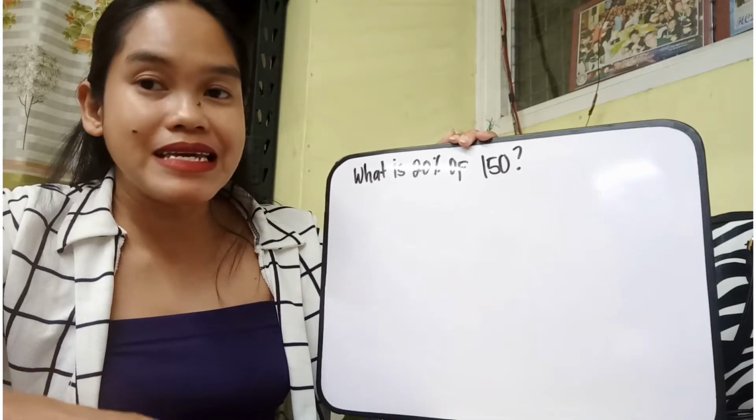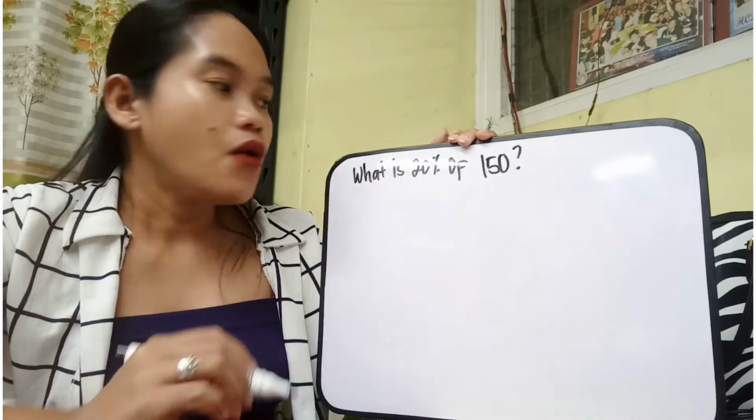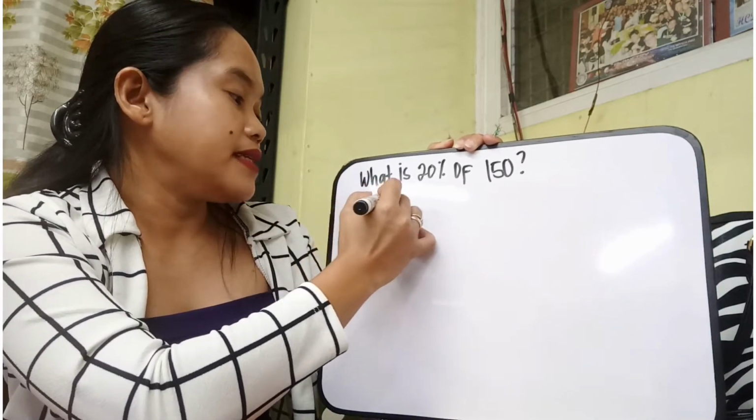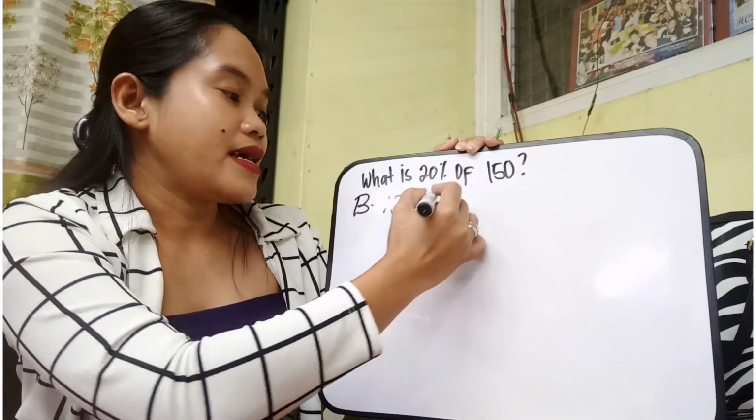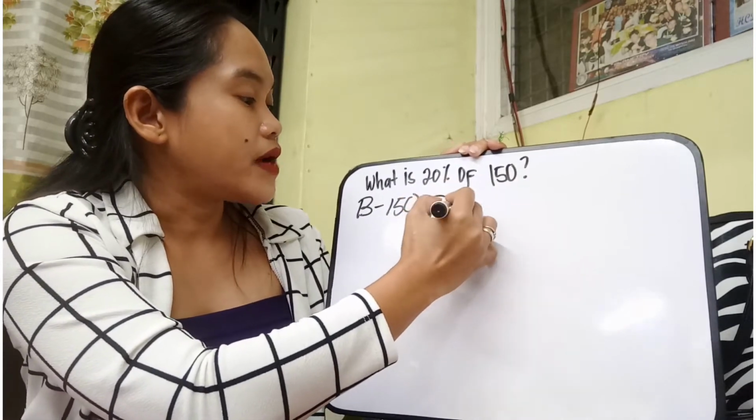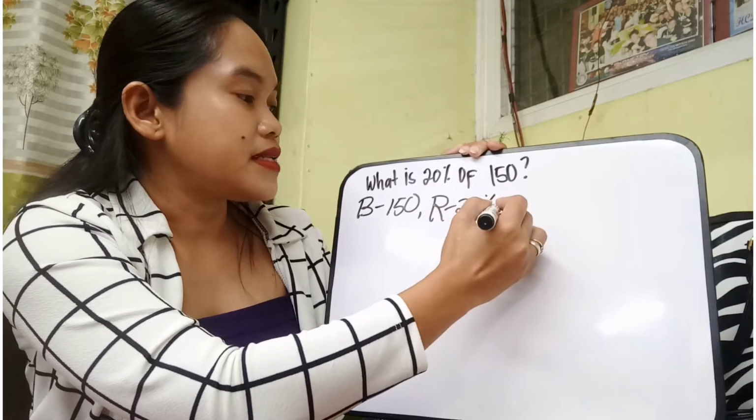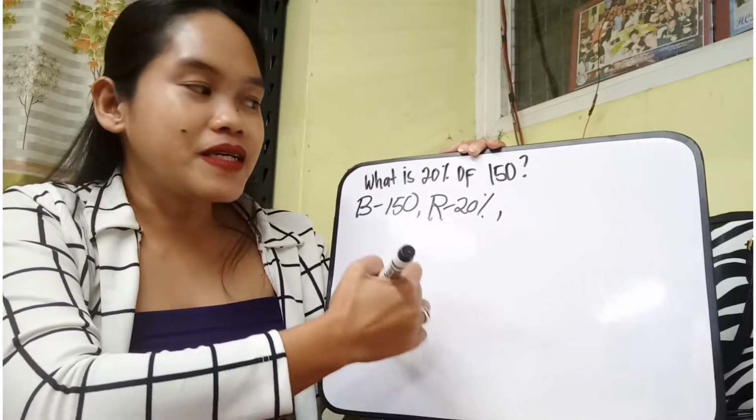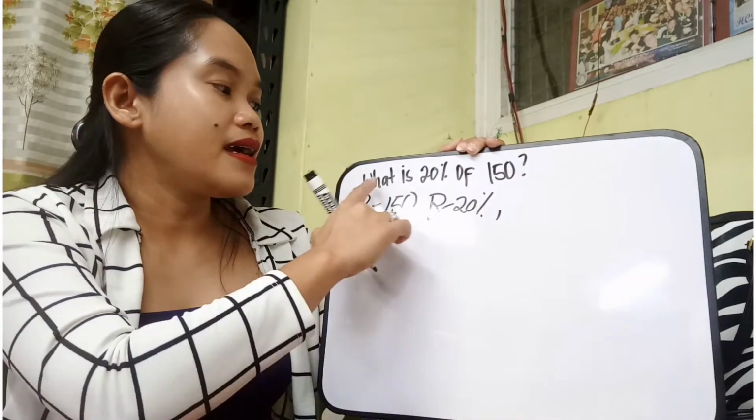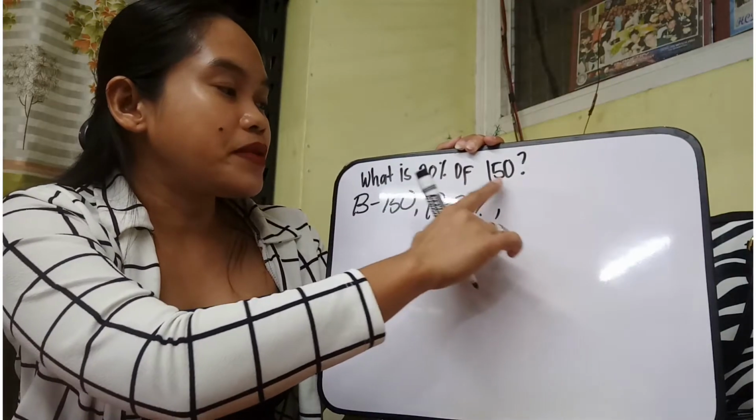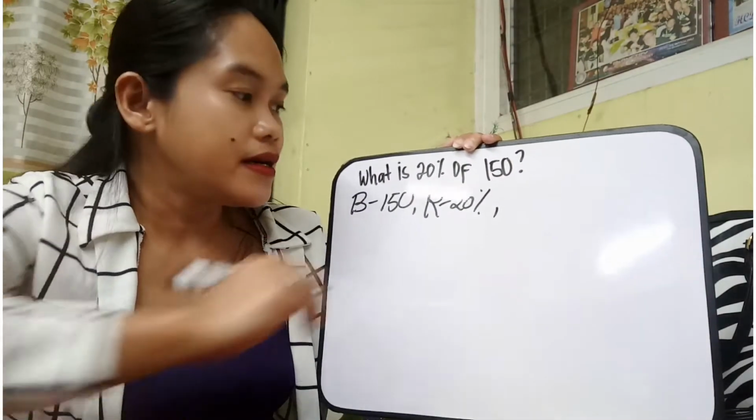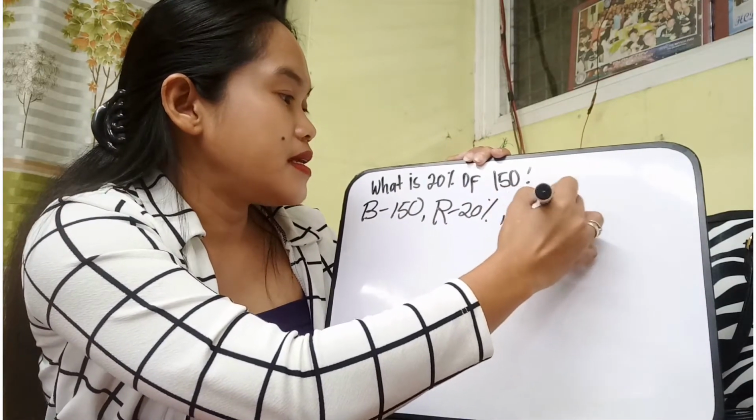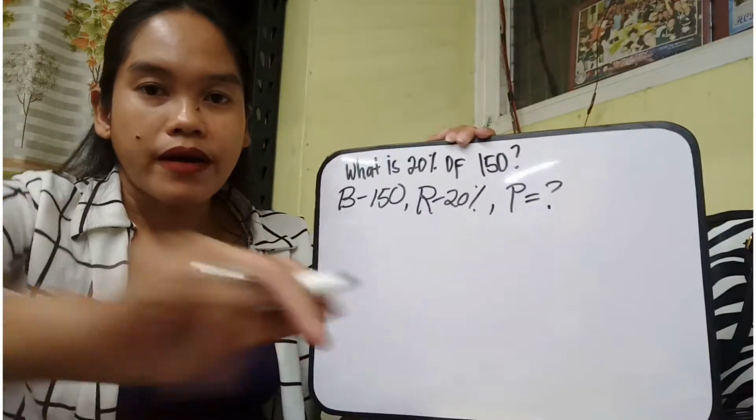So, first, ang ating given is, ano yung ating kabuuan? 150. So, ang ating base is 150. Pagkatapos, 20% is ang ating rate. So, ano yung hinahanap natin? Percentage ang ating hinahanap. Kasi, ano yung 20% ng 150? So, ang parte ng 150 yung ating hinahanap. So, percentage is equal to question mark.